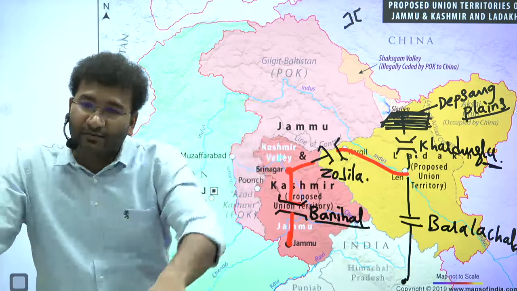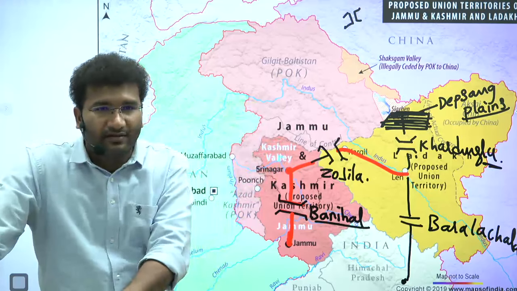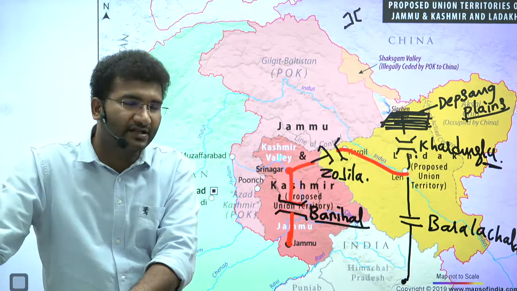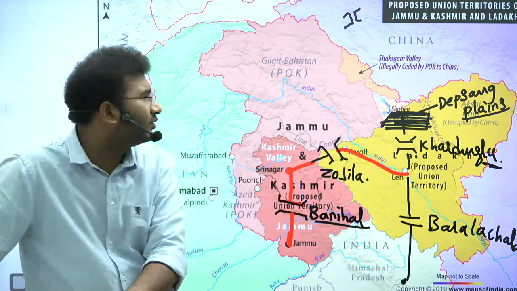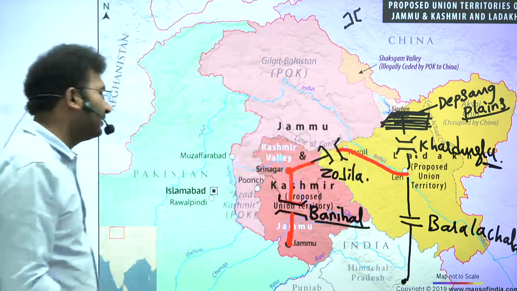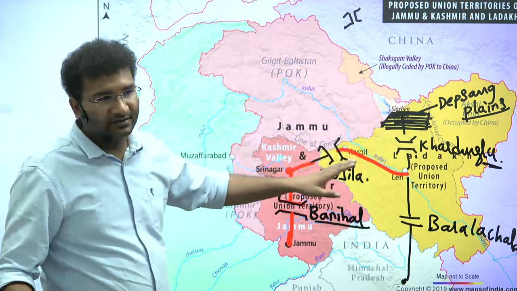it has stopped and that is our runway. What is that? Daulat Beg Oldie Airport. It is present in the Depsang Plains area. It is a plain present between these mountains, south of the Siachen Glacier. So, in totality, you need to remember these passes.